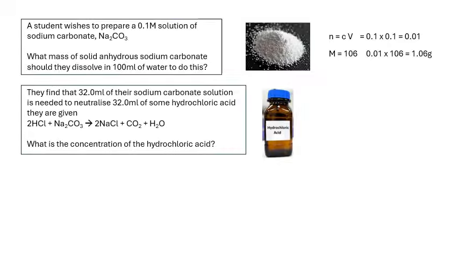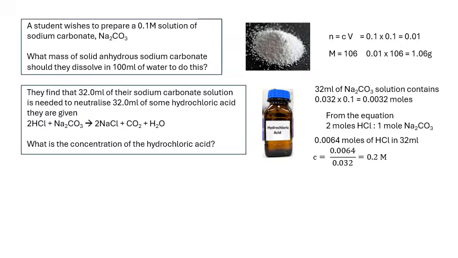Next, they find that 32 mils of their sodium carbonate solution is needed to neutralize 32 mils of some hydrochloric acid they are given. They're given a bottle of hydrochloric acid and they don't know its concentration, its molarity. But they find that 32 mils of their sodium carbonate solution neutralizes 32 mils of this hydrochloric acid in a titration. And there's the equation there. So what is the concentration of the hydrochloric acid? Do it yourself. I'll show you the answer in 3, 2, 1.